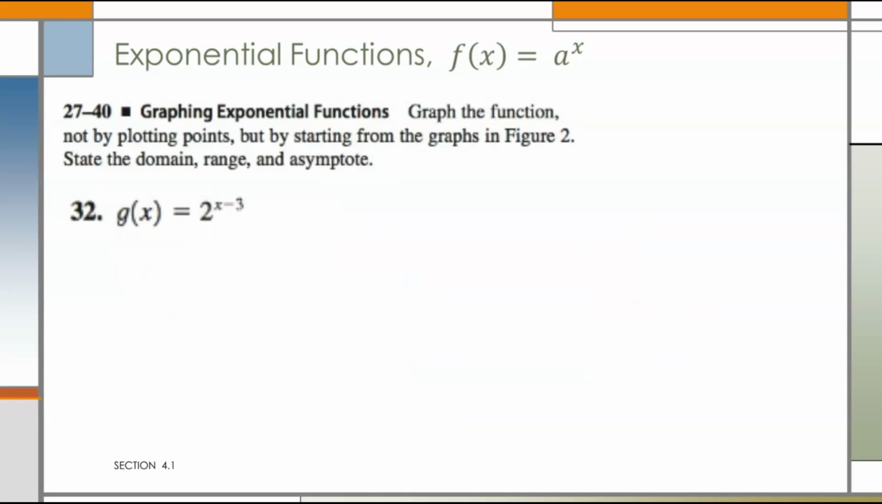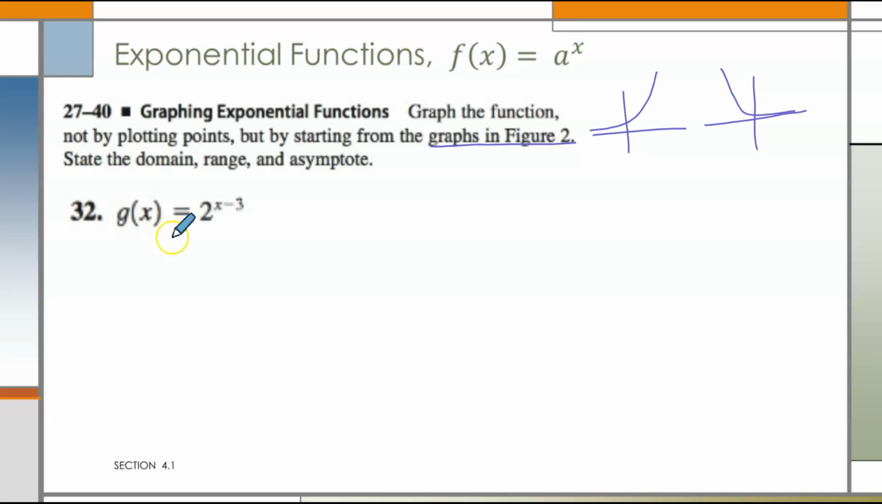Graph the functions not by plotting points, but by starting from a basic graph, a graph in figure 2. A graph in figure 2 was the one where we had increasing and we had decreasing, okay? So those are our graphs in figure 2. Graph the function not by plotting points, but knowing if our graph is increasing or decreasing, looking at a transformation. After we do that, we're going to state domain, range, and asymptote.